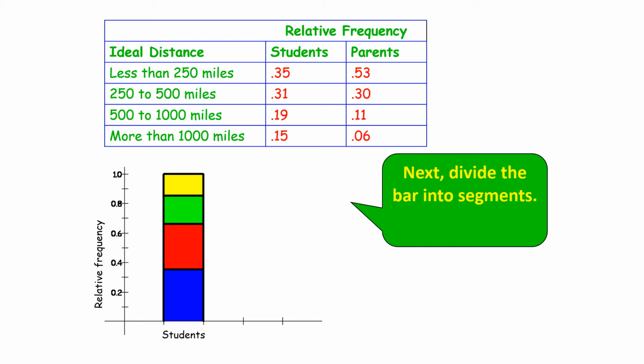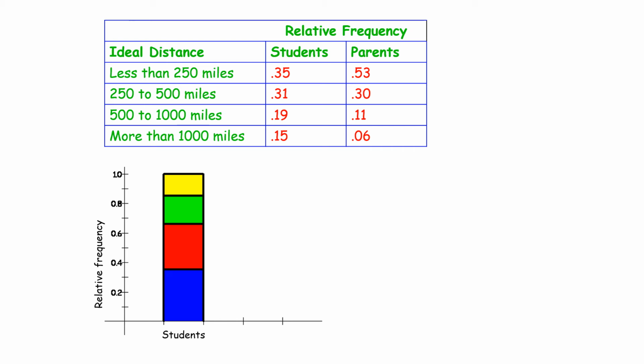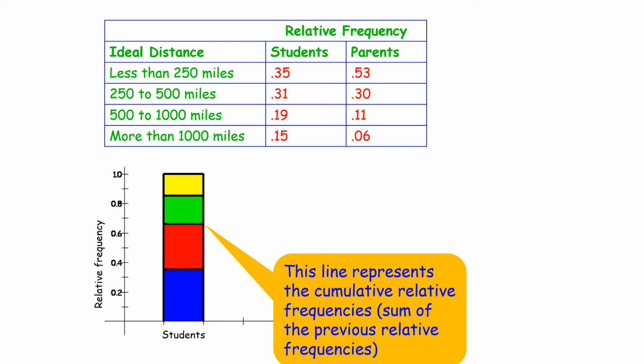Now, we have 4 colors because remember, there were 4 distances. We had our less than 250 miles, our 250 to 500 miles, our 500 to 1,000 miles, and our more than 1,000 miles. Now, this line right here represents the cumulative relative frequencies. It's the sum of the previous relative frequencies.